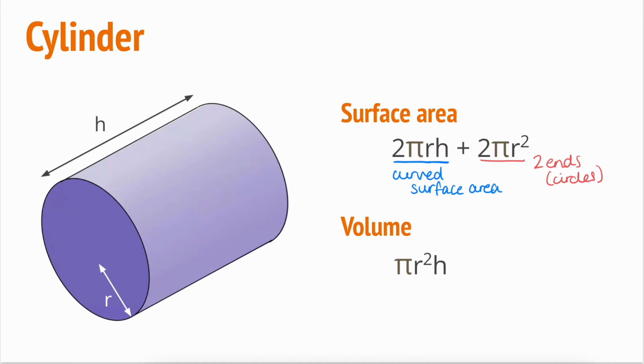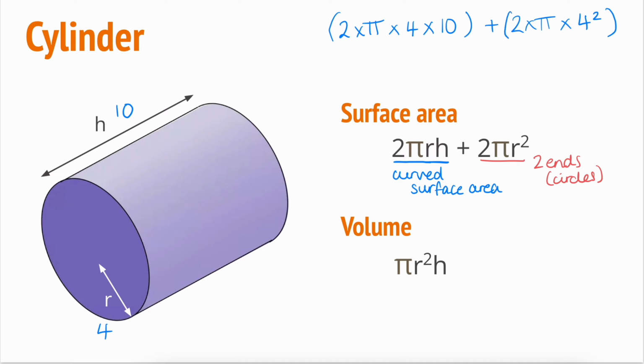So as an example, if I had a question where the height of my cylinder was 10 and the radius of my cylinder was 4, then I could find the surface area, which would be 2 times pi. So all I'm doing is literally substituting into here, times my radius, which is 4, times my height, which is 10. And then I'm going to add on to that 2 times pi times my radius, which is 4, squared.